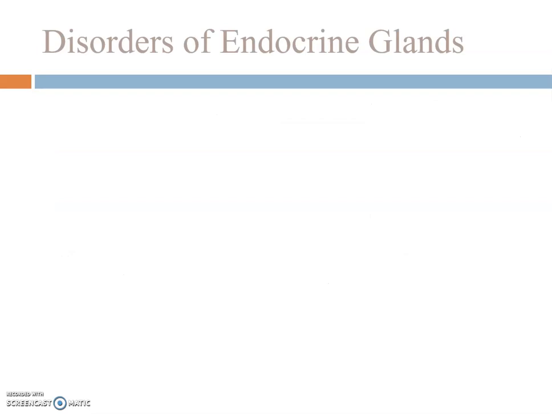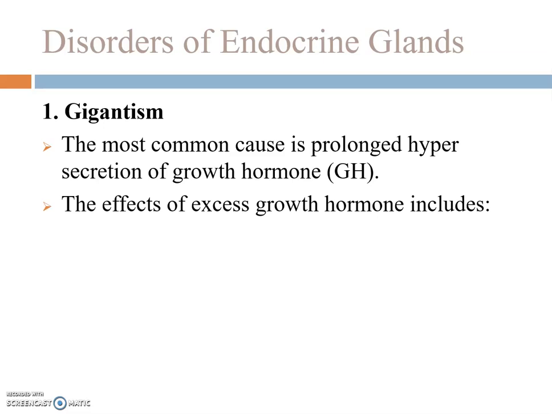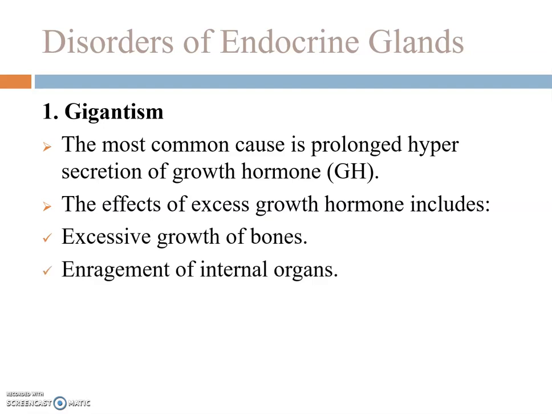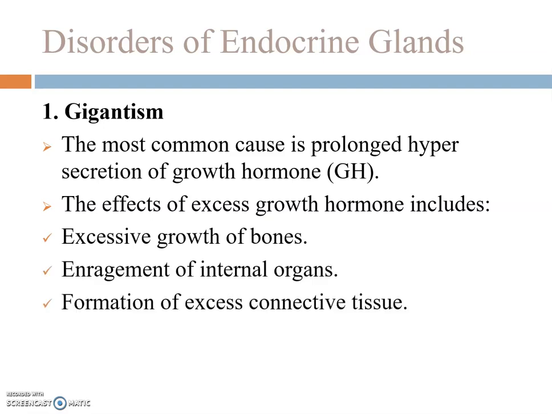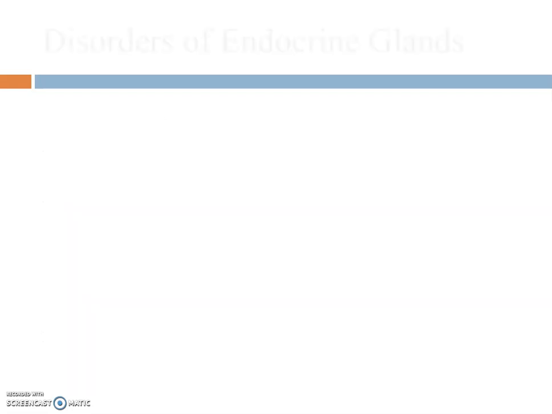Now we'll study disorders of endocrine glands. First one is gigantism. This is the condition caused due to prolonged hypersecretion of growth hormone. The effects of excess growth hormone include excessive growth of bones, enlargement of internal organs, and formation of excess connective tissue. Gigantism occurs in children and acromegaly in adults.